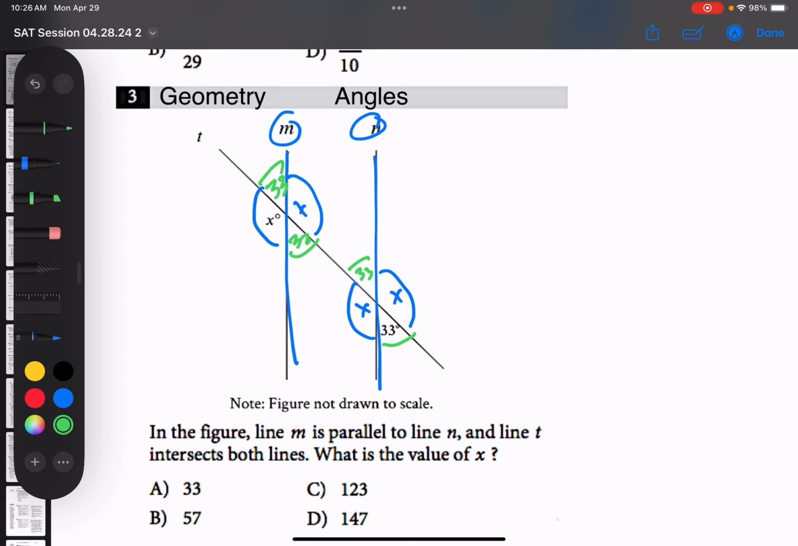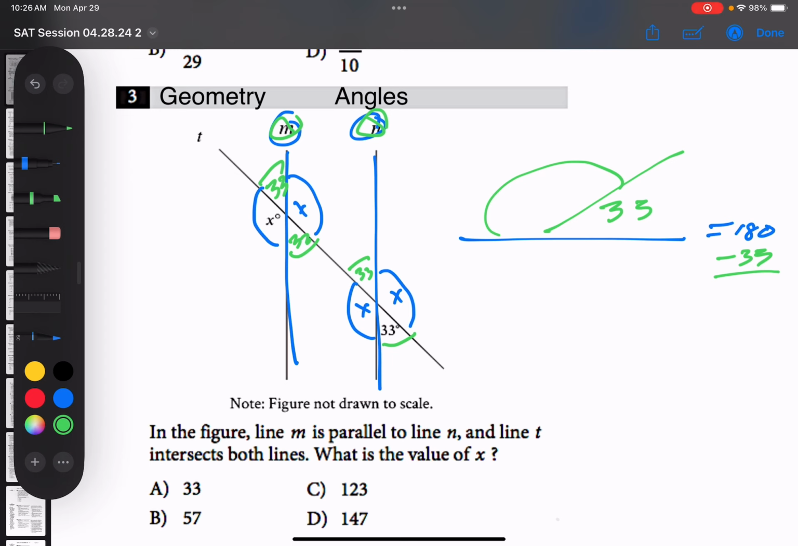Let's go into the rest of the question. In the figure, line M is parallel to N. Yep, just like we thought it would be. And T intersects both lines. What is the value of X? No problem. How many degrees do we have in a straight line? Any straight line has 180 degrees, but if they showed us that there's another line just touching, and they told us that this angle is 33, what is that second going to be? All we have to do is subtract 33, and that's going to give us 10 minus 3 is 7, 7 minus 3 is 4, 147. So all the x's have a value of 147.